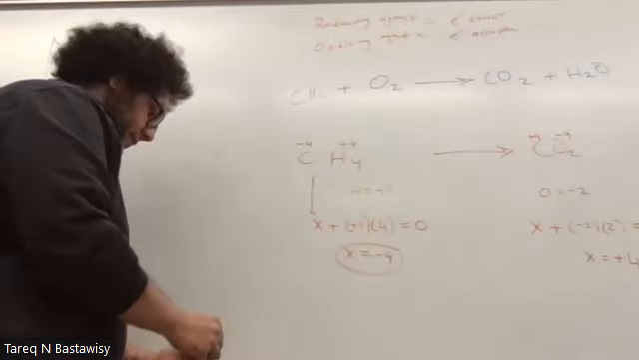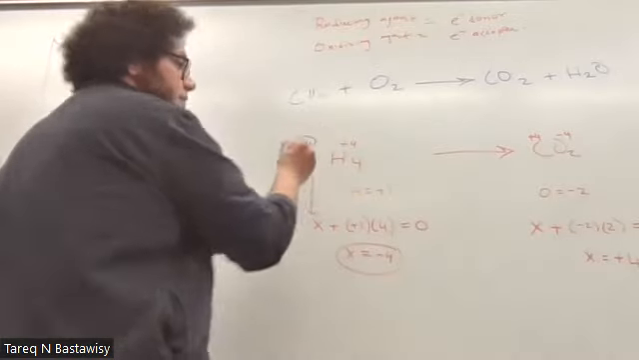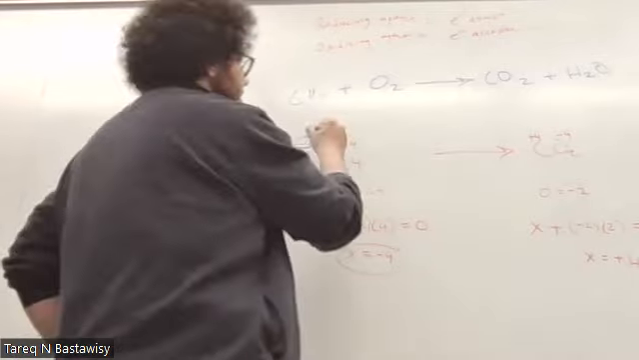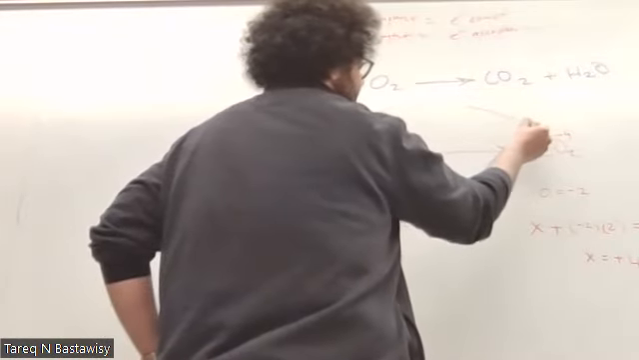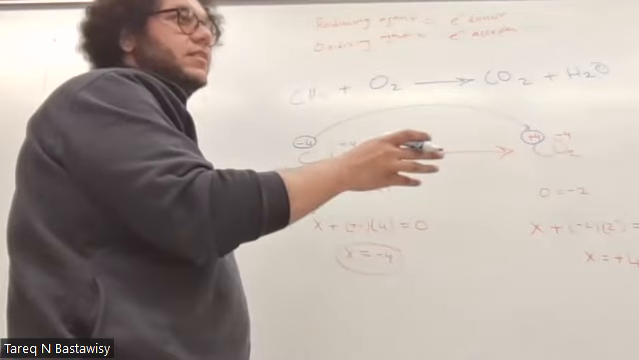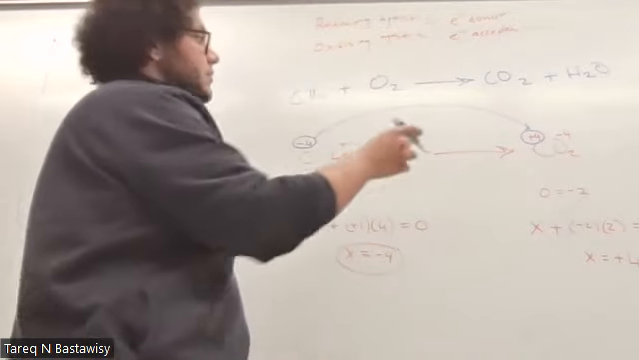You have something that's going from negative, which means it has more electrons, to something that is positive, which means it has less electrons. What's this process called? Oxidation or reduction? Oxidation.